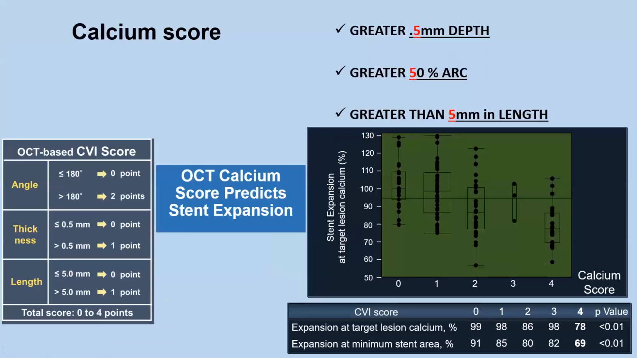There are several scores, and this is a calcium score based on OCT, which is very widely accepted. If you have a calcium arc of more than 180 degrees, that is 2 points, and the thickness of the calcium, which is exclusive to OCT and cannot be seen in IVUS, if more than 0.5 millimeters, is 1 point, and a lesion length of more than 5 millimeters is 1 point. Based on this, if the patient has significant calcium, they will need atherectomy before stenting.